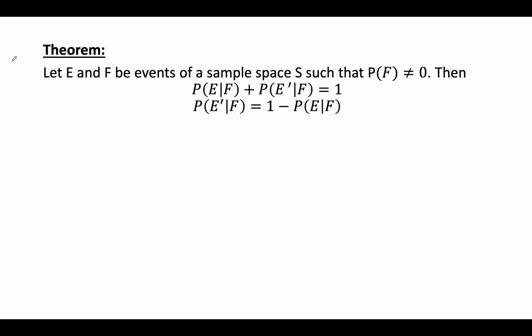A theorem says that if E and F are events in a sample space S such that the probability of F is not equal to 0, then adding the probability of E given that F to the probability of not E given that F is equal to 1. And here we got a new theorem we can apply to find the probability of E given that F.